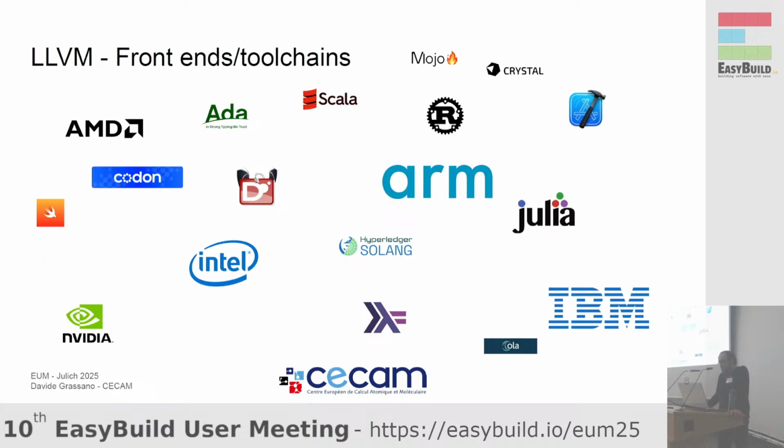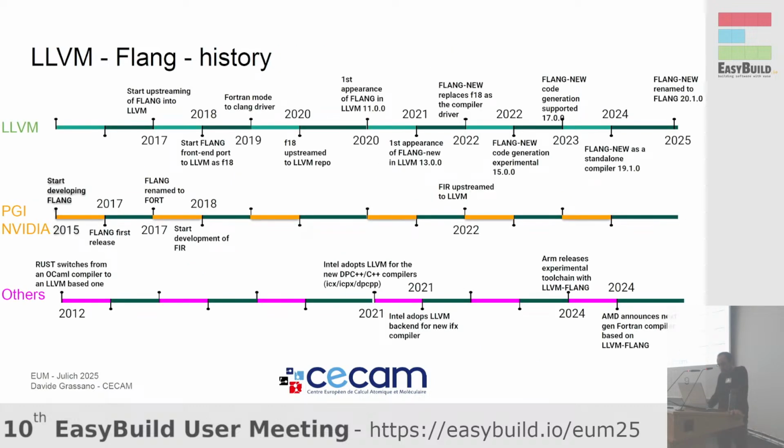This is a fairly, probably very non-comprehensive, list of frontends and toolchains that use LLVM under the hood in one way or another. They either use it as is to perform just-in-time compilation, or they have their own fork with some modifications. We already saw a little bit about this yesterday, but this is a simplified timeline of the development of Flang and how it was ported into LLVM.